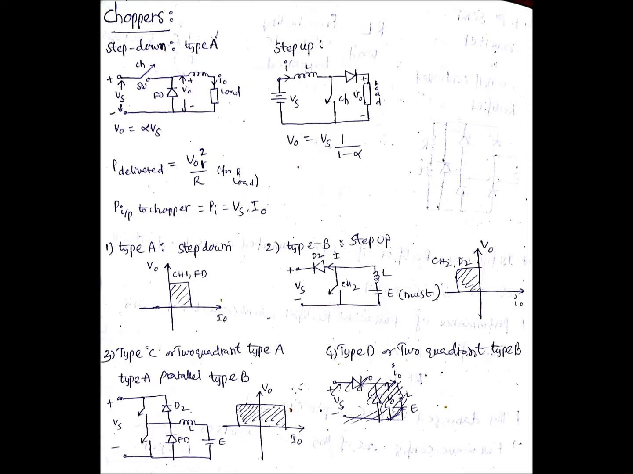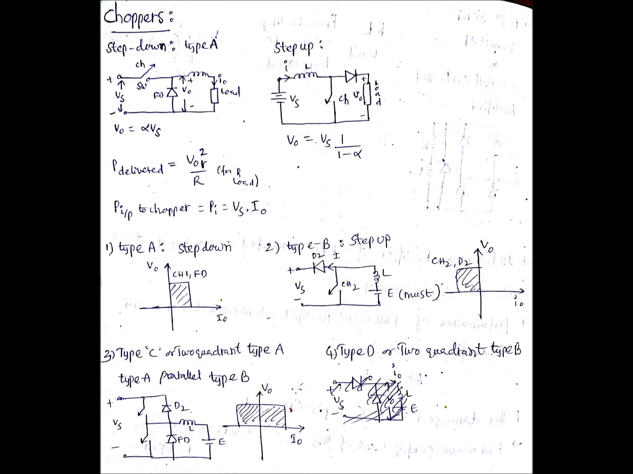Coming to the choppers, they are nothing but DC to DC converters. The basic types of choppers are step down, step up, or a combination of both of them. In general, we can call them buck, boost, and buck-boost. If you see the type A chopper, that is step down.